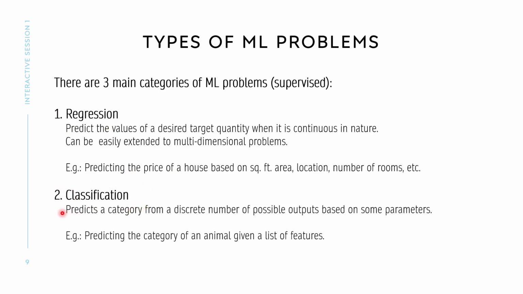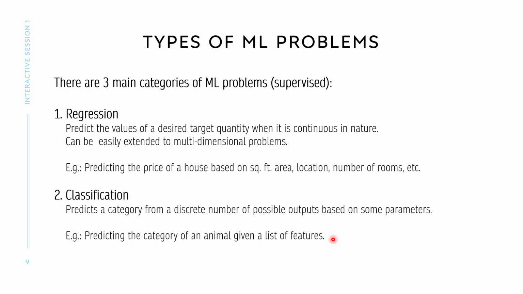The second kind of machine learning problem is classification. This is used to predict a category from a discrete number of possible outputs. The example that I've given here is predicting the category of an animal, given a list of features about that animal. Say the animal has a number of legs, if it has a tail, there are any number of features which you can think of.